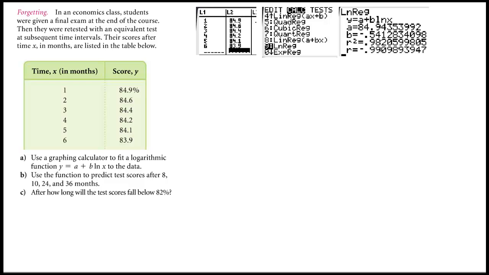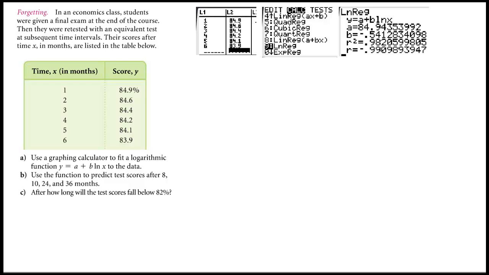For this next problem, we want to focus on the logarithmic function, or the natural log function. And this problem says in an economics class, students were given a final exam at the end of the course. Then they were retested with the equivalent test at subsequent time intervals. Their scores after time X in months are listed in the table below. 1 is 1 month past, 2 months, 3 months, and so forth.